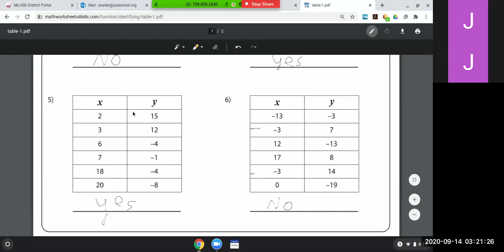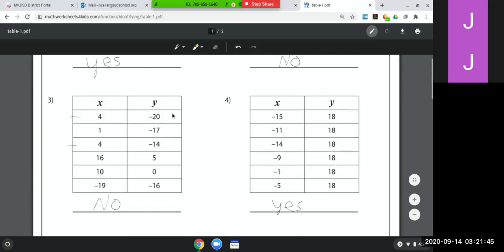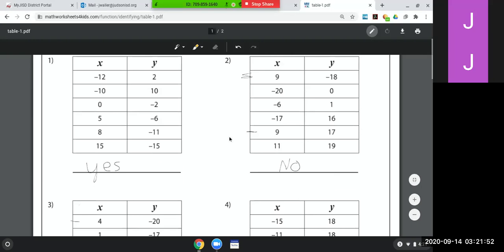Definitely, though, if you don't see any repeating x's, it's a function. If you do see repeating x's, it's most likely not a function, but you can just go and confirm. Like this one, when they look at these two input relations, the x's are the same, but the y's are different, not a function. Same here. When x is 4, I've got a negative 20 and a negative 14. And here when x is 9, I have a negative 18 and a 17.